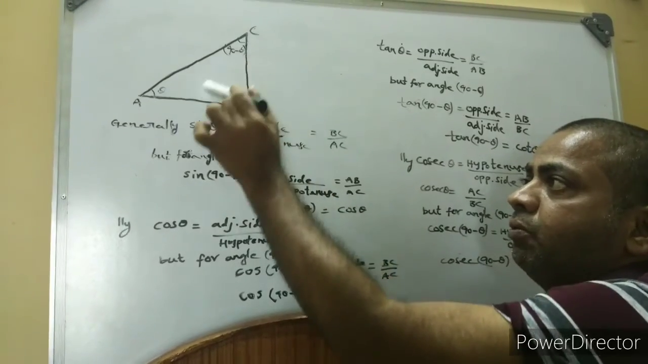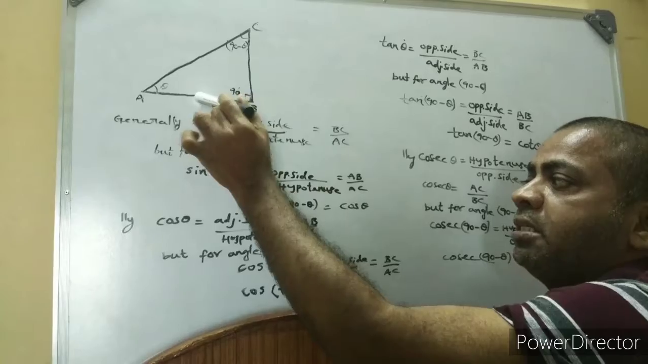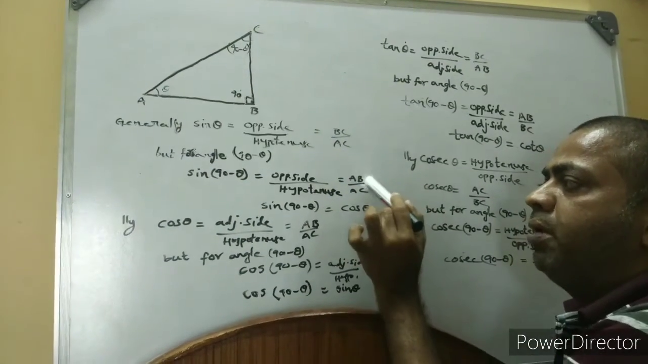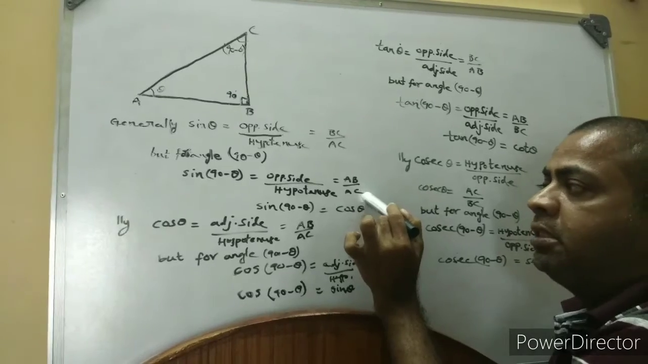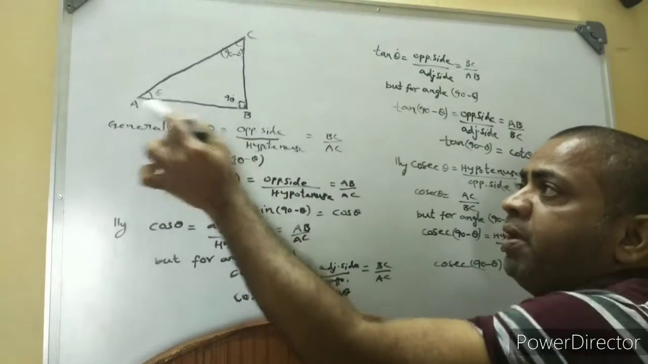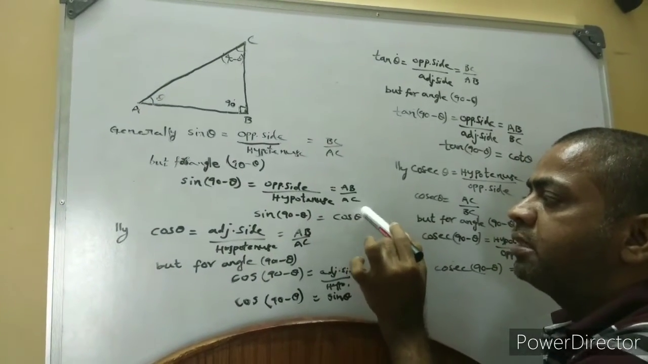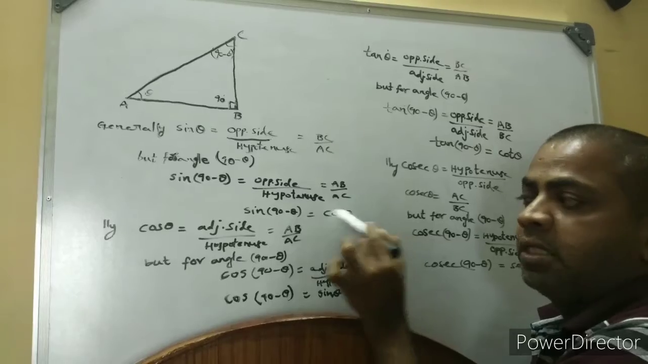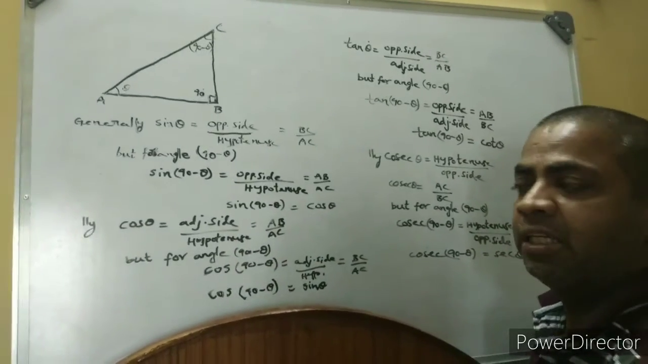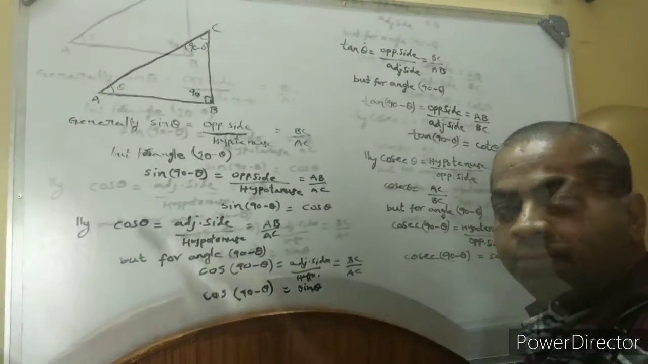What is the opposite side? You have to see here. For 90 minus theta, the opposite side is AB. The hypotenuse does not change. So AB by AC is exactly equal to cos theta, because AB by AC means adjacent side by hypotenuse. So in place of AB by AC, you can write cos theta. That's why we say sin 90 minus theta is always equal to cos theta.